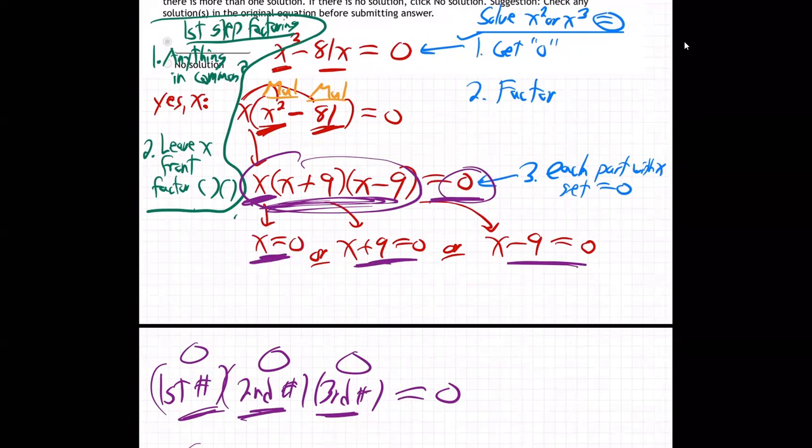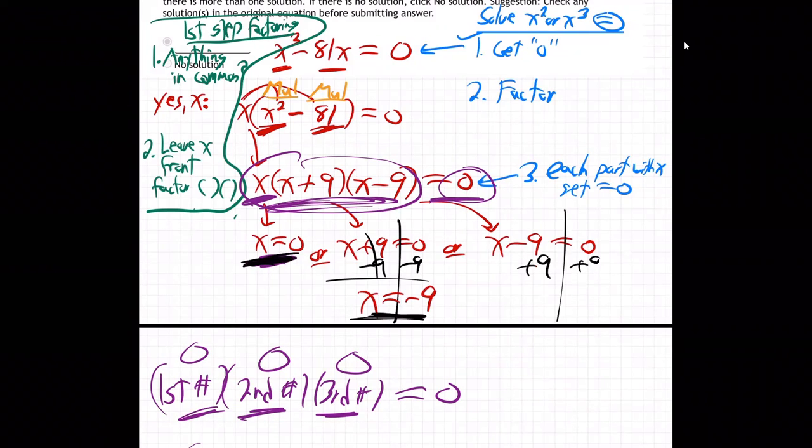X is already alone there. But this one and this one, we're going to have to finish up. How do we finish up? Well, subtract 9 from both sides. Boom. So X is minus 9. So that one's done right there. And then this one over here, just add 9 to both sides. Boom. And so X is 9.